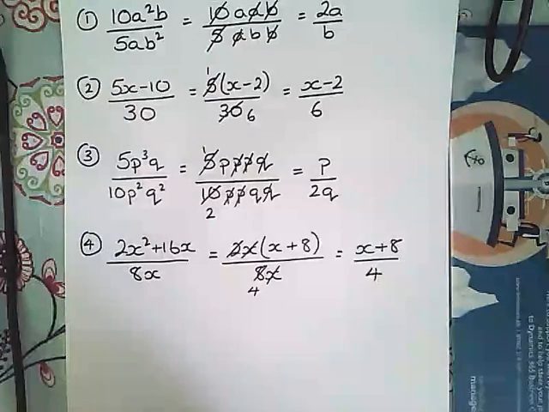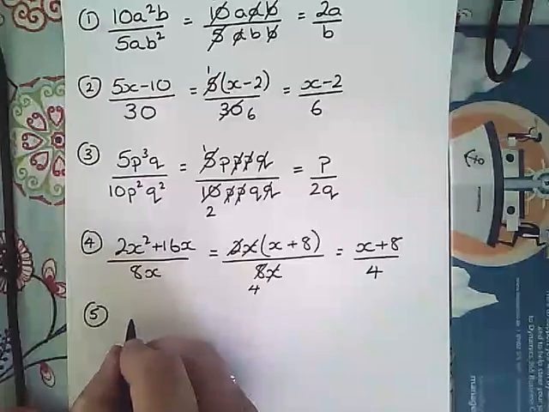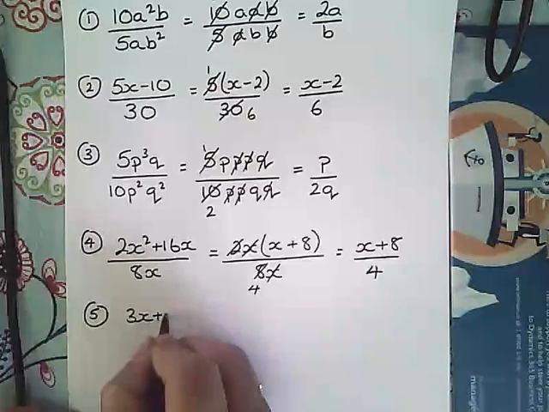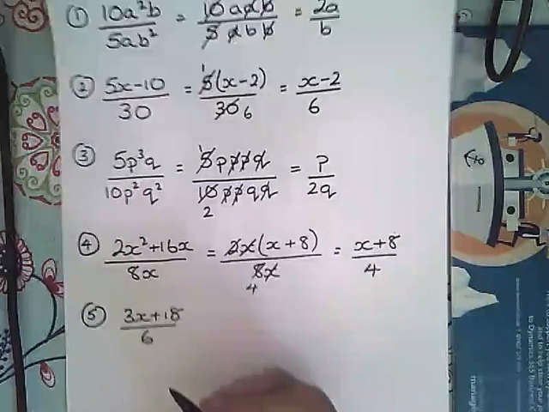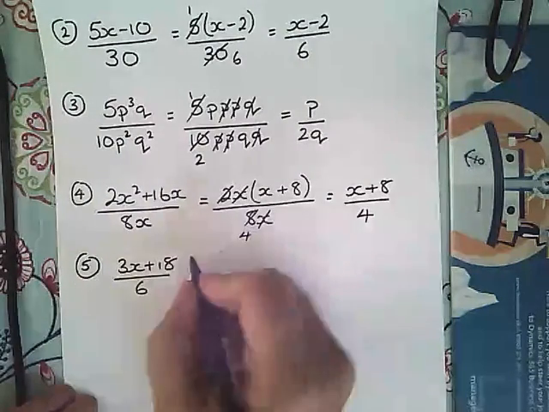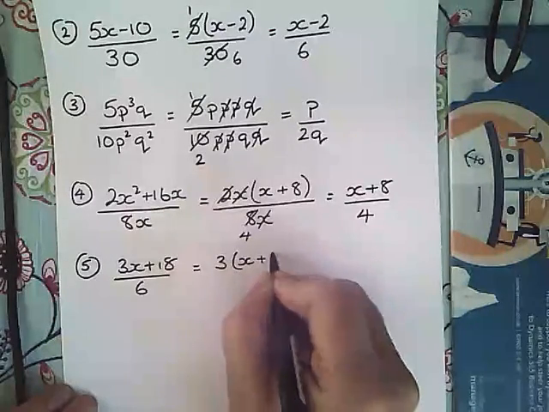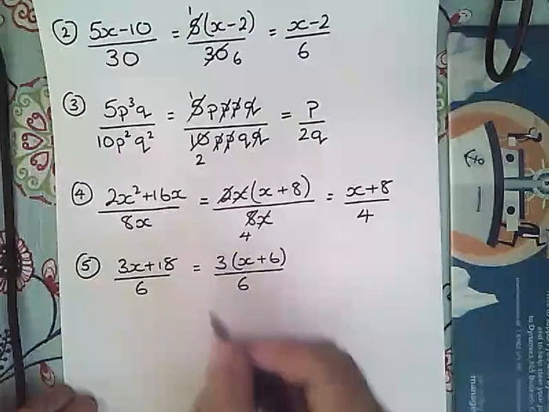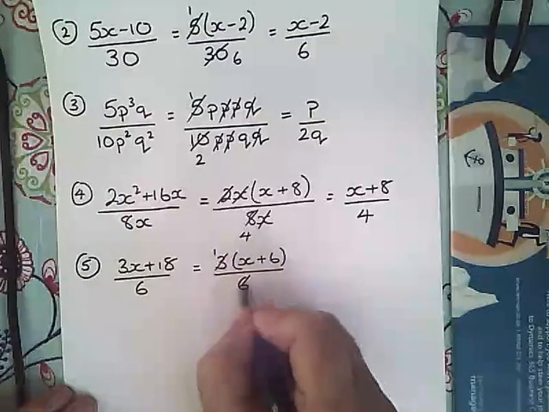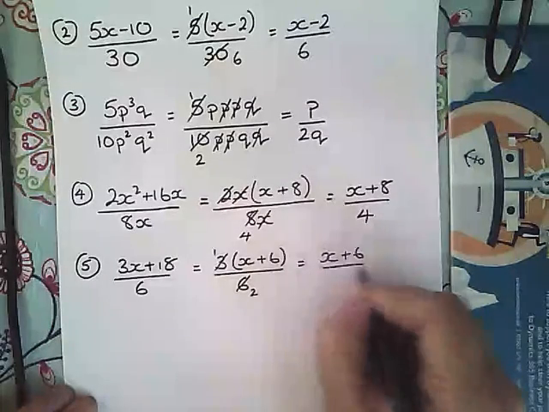2 more to go. Number 5. If we have got 3x plus 18 all over 6, if we factorise the top, 3 goes into both of these, so 3 brackets x plus 6 all over 6. 3 goes into 6 twice, so it ends up being x plus 6 all over 2.